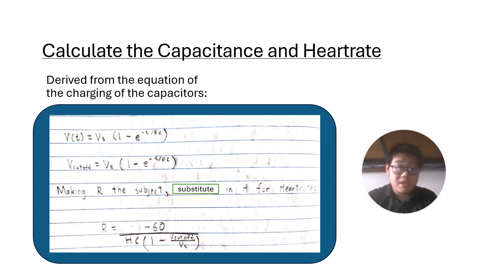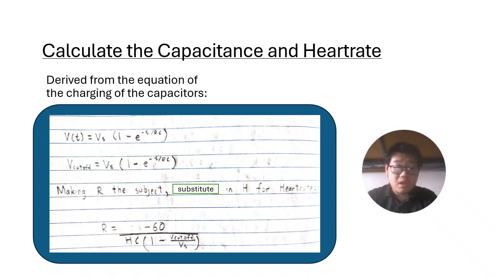Vt equals Vs times (1 minus e to the power of minus t divided by RC). Replacing Vt with V cutoff, you get V cutoff equals the same equation. After rearranging the equation and substituting the heart rate H and making R the subject of the equation, we can use the below equation to calculate the exact resistance needed to achieve the desired heart rate. The equation: R equals minus 60 divided by H times C times ln(1 minus V cutoff divided by Vs).